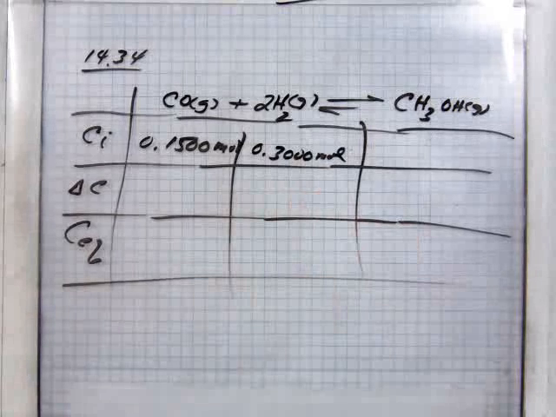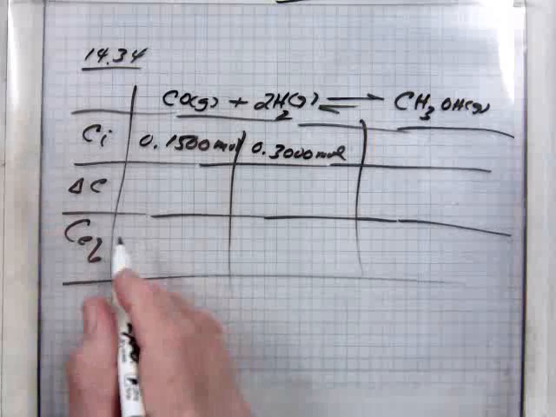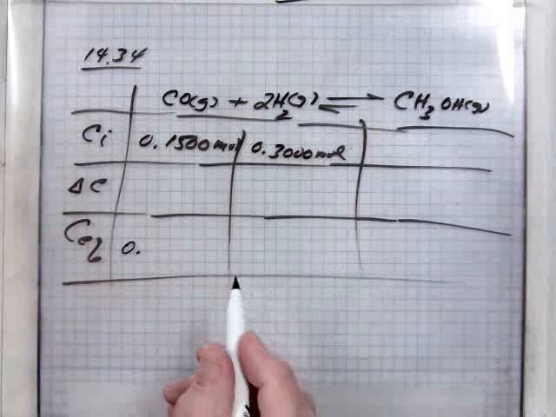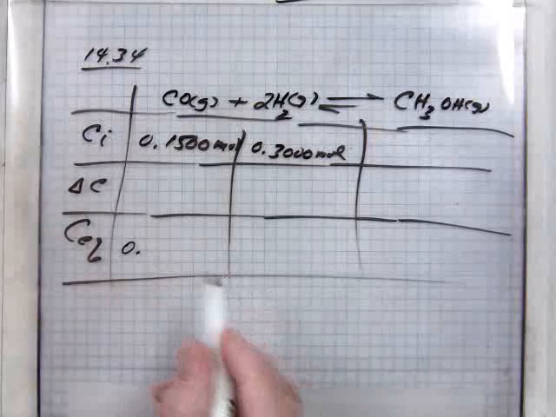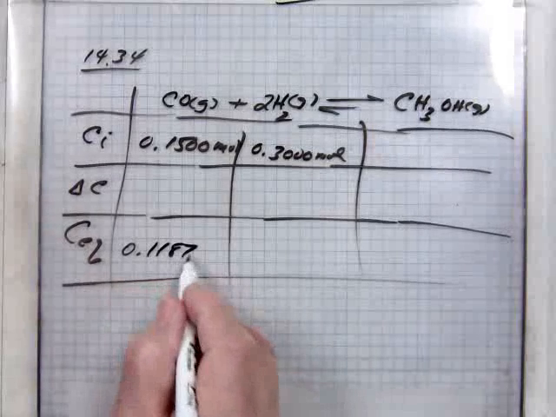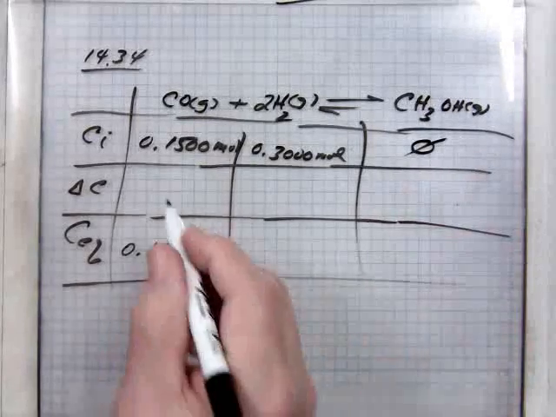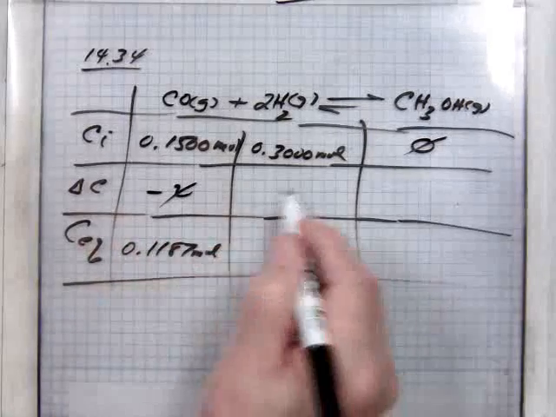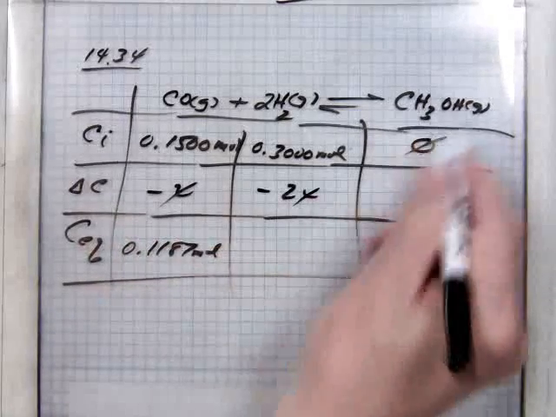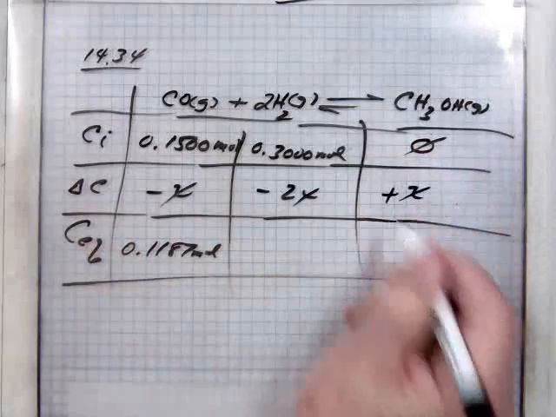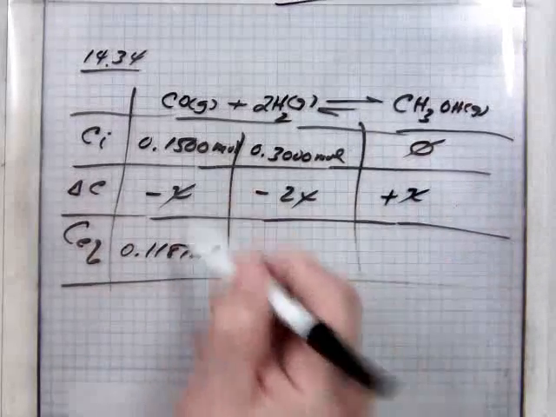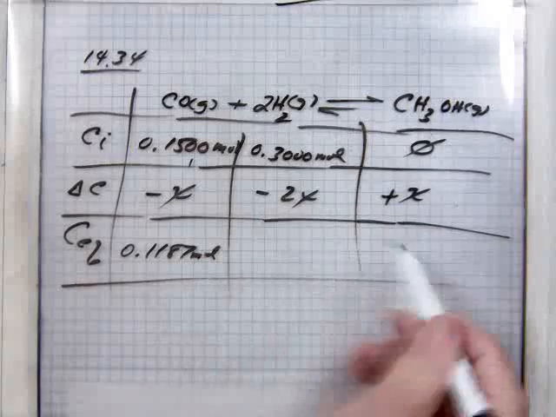And when they came to equilibrium, the vessel contained carbon monoxide at 0.1187. How many moles of each substance were in the vessel at equilibrium is what we're asking. Well, of course, this is 0, and this is minus x, minus 2x, and this one goes to plus x. And so we can get our x out of this first column and fill in the other blanks.